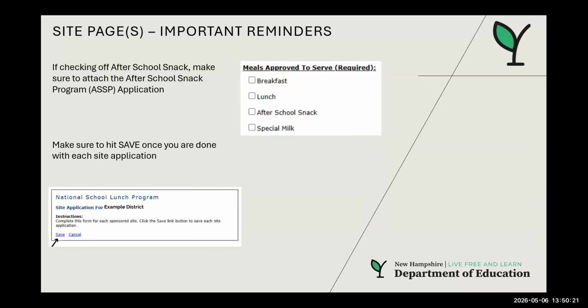If you are checking off the after school snack option under the meals approved to serve section, please make sure that you are attaching the after school snack attachment or the application will be returned to you. So once each site application has been completed or all information has been verified that it's rolled over correctly, make sure you are hitting that save button. That way you aren't losing any information that you might have put in or updated.